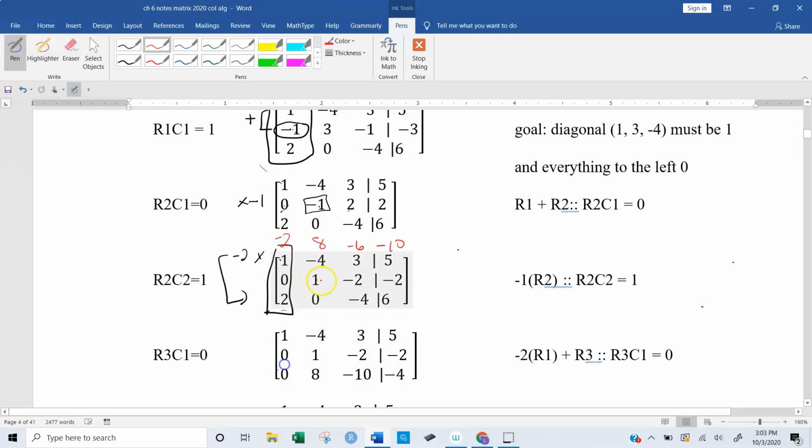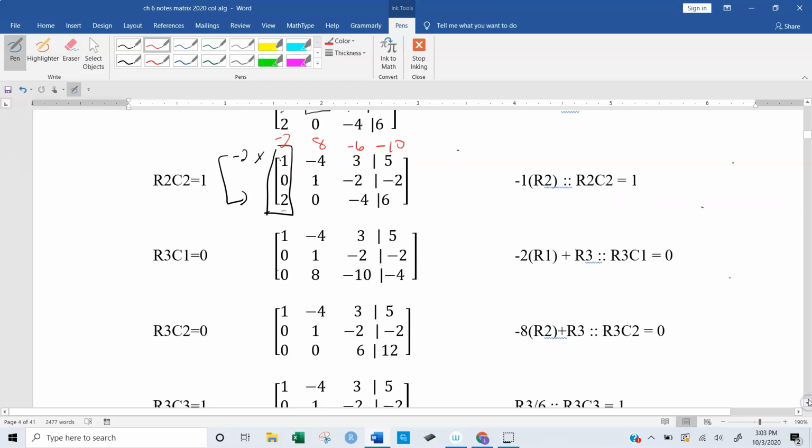-2 plus 2 is 0. 8 plus 0 is 8. -6 plus -4 is -10. -10 plus 6 is -4. The bottom row is looking worse, but we still have our 0. So this first column is done. Now I have to go over here and I need to get rid of this 8.